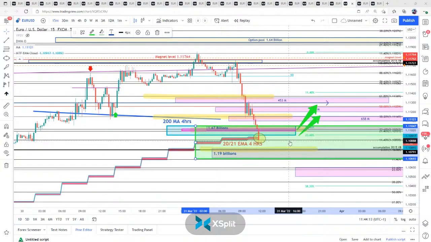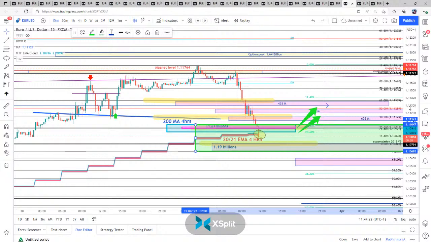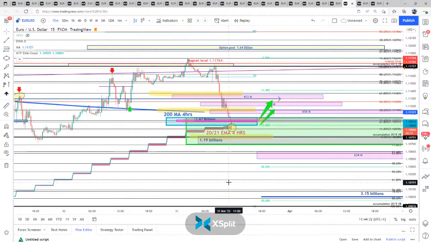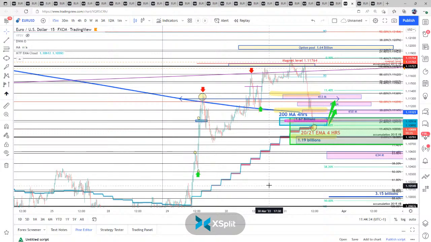So I took a long now at 110.88. If we go on like this, we can very well take off all the options, even these 3 billion over there. That would be something scary.